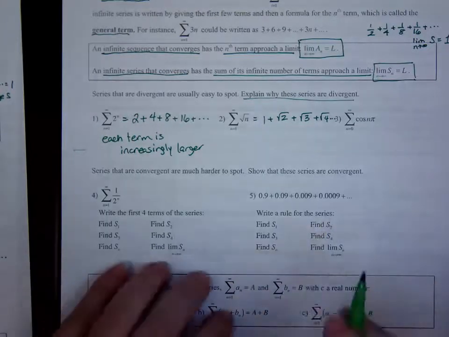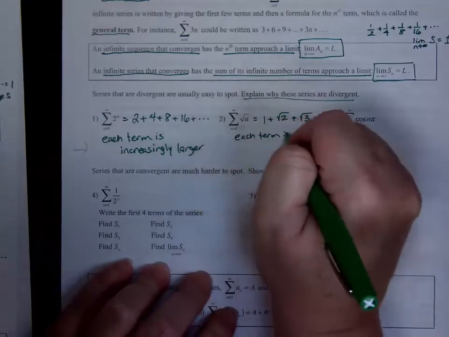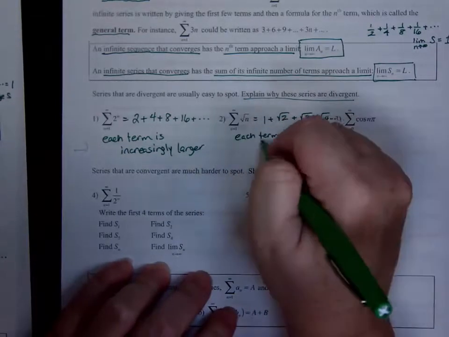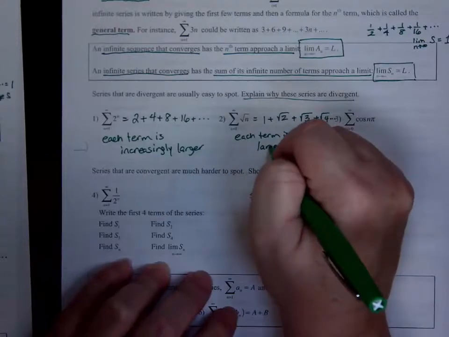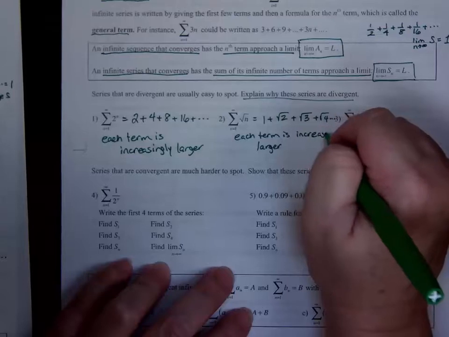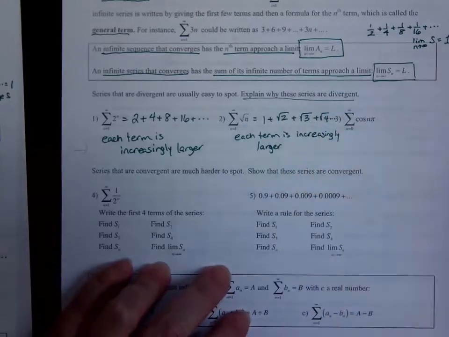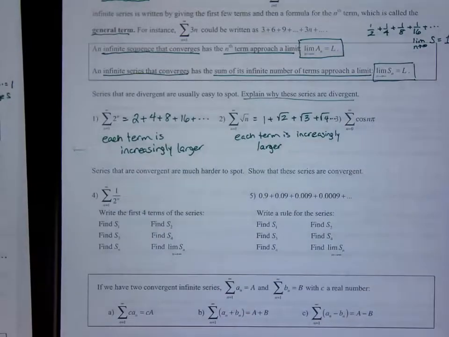Okay? So each term is increasingly larger. Again, I'm going to go ahead and write this out, increasingly. Even though it's growing slowly, it's still growing. And so when you add on the next term, it's getting bigger and bigger and bigger.